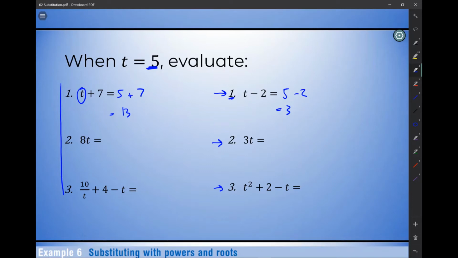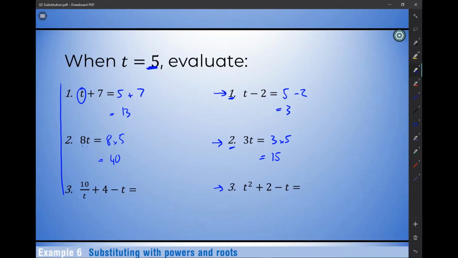And now here again, my turn. 8t, I'm going to replace the t with a 5. 8 times 5 is 40. And you have a go now over here. What you should have done is replace the t with a 5. 3 times 5 is 15.